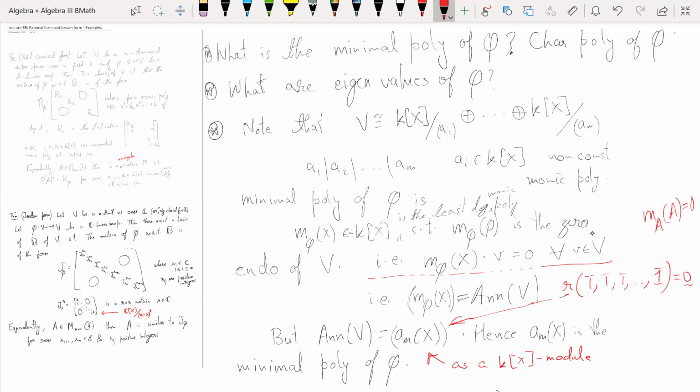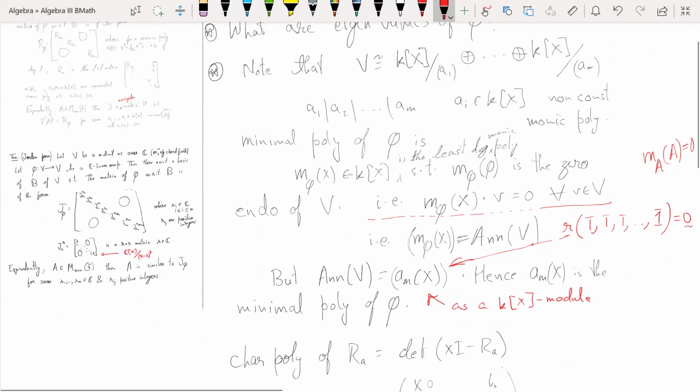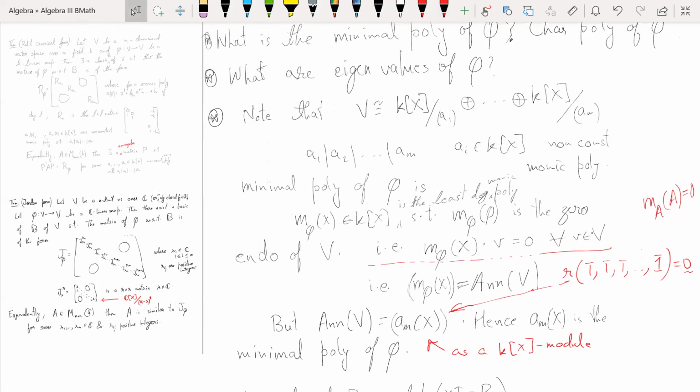Yeah. And A_m(x) is already monic, so that tells you that A_m(x) is the same as m_φ(x). So this shows that the minimal polynomial of φ is indeed A_m(x). So the last polynomial, the highest degree polynomial among these A_i, is actually the minimal polynomial of φ. So you can read out the minimal polynomial just from the rational form by just looking at this last block diagonal guy.